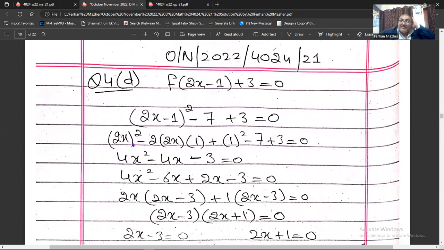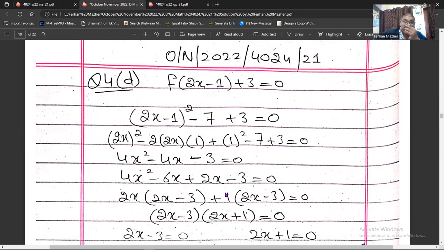So I will open this: square of the first term minus 2 into first term into second term plus square of the second term. And then you have minus 7 plus 3 equals 0. So this will be 4x square minus 4x and minus 3, minus 7 and plus 3. So that will be minus 3. Okay, so now you have 4x square minus 6x plus 2x minus 3 equals 0.